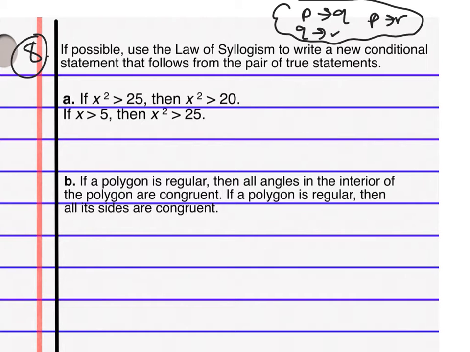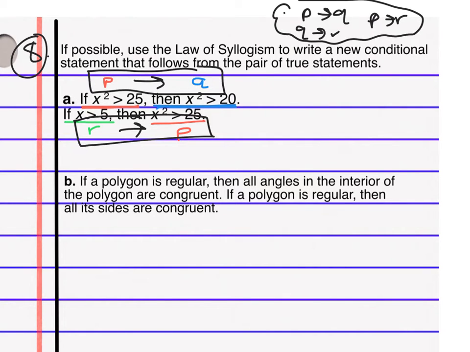So let's label our statements and see what we have going on here. If x squared is greater than 25, so let's make that our P, our first hypothesis, then x squared is greater than 20. That's my Q. If x is greater than 5, that's new, so we'll call that R. Then x squared is greater than 25, and that would be P again. So I have P, then Q for my first statement, R, then P. So does that seem like that follows the law of syllogism up here? P, then Q, Q, then R? I would say no. So we can't use the law of syllogism. Doesn't mean it's true or false, we just can't use that.